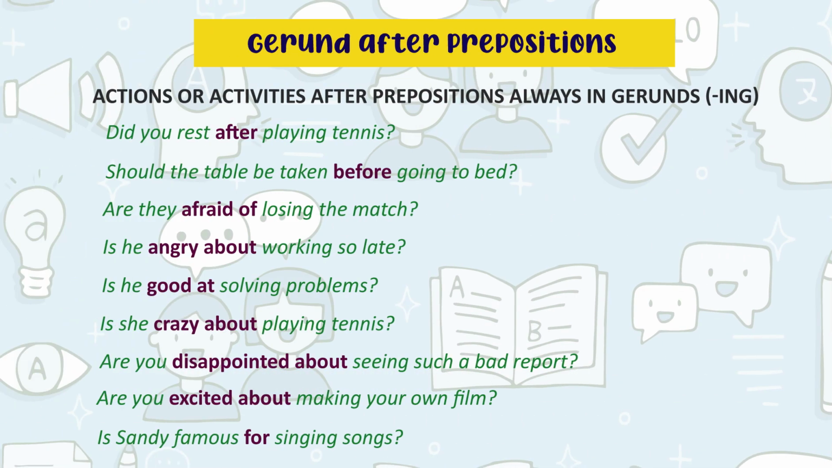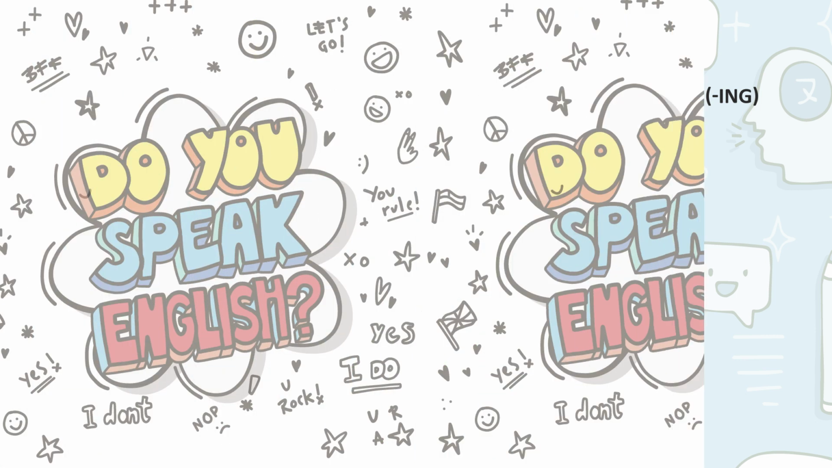So let's see the applications. By using prepositions by themselves, using adjectives and prepositions, and verbs and prepositions. Did you rest after the preposition? And we have the gerund playing. Before is the preposition, going is the gerund. There we have adjective preposition: afraid of, losing, angry about, working, good at, solving, and so on. Please keep in mind this. After a preposition, we always have a gerund form.